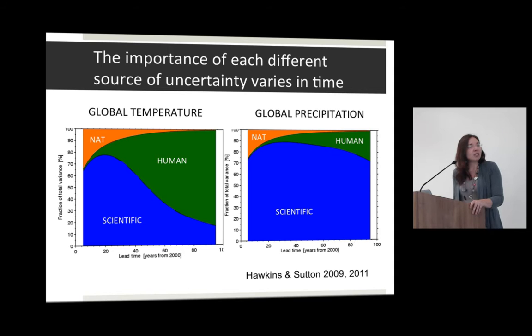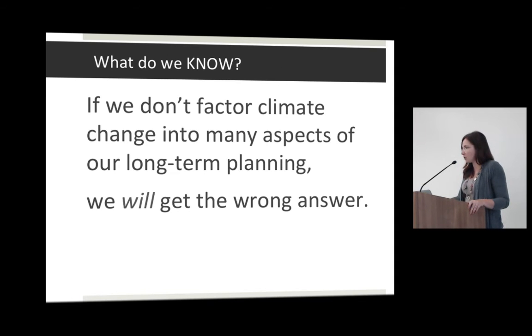So this is all about what we don't know, but here's the one thing that we do know. This is what we know. If we don't factor climate change into our long-term planning, we're going to get the wrong answer. In other words, if we just continue on the status quo, even though the future has a large uncertainty range associated with it, even the bottom edge of that uncertainty range will be above where we were in the past. That's why we need future climate changes. All right, questions, comments, clarifications?